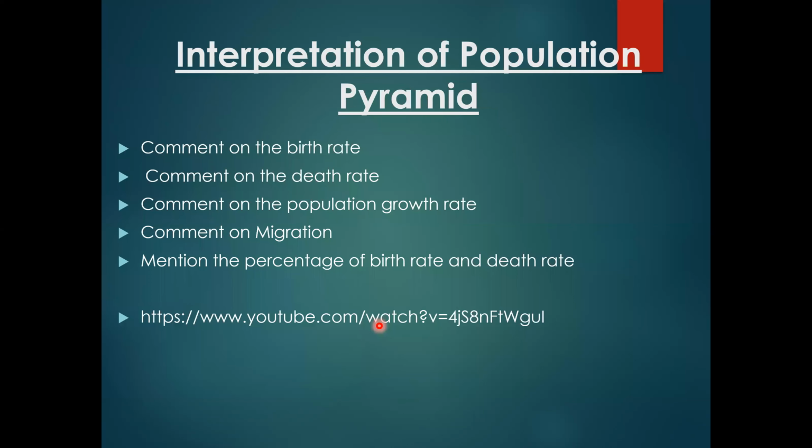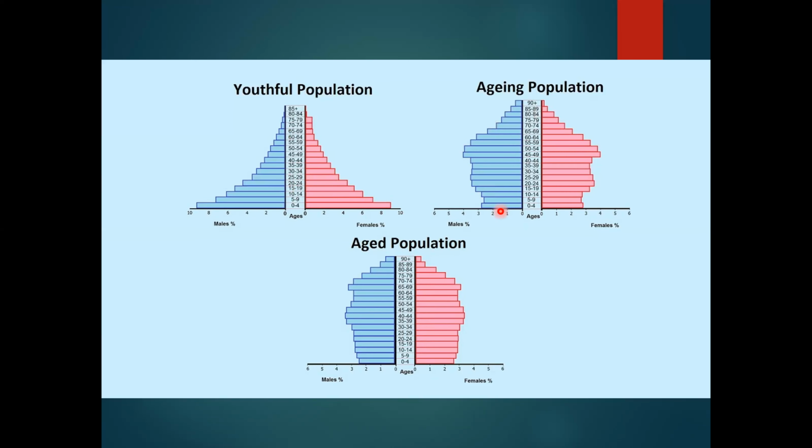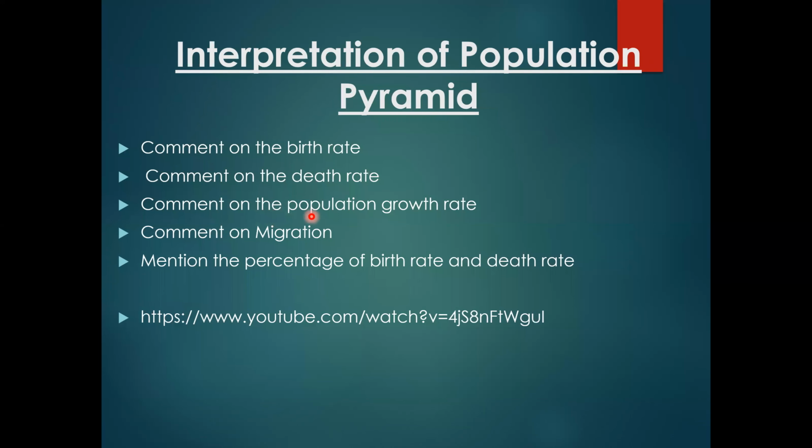Now, whenever a population pyramid comes to you in the examination, what are you required to do? First of all, you are required to comment on the birth rate. You are required to comment on the death rate. Let's see, for example, if this is the population pyramid, we are going to say that since the birth rate is found to be about 5%, the birth rate is found to be low. We are going to comment on the death rate, that since the people above 60 years of age are found to be more, it means that better health facilities are available in the country and is indicating a low death rate. Then we are going to comment on the population growth rate.